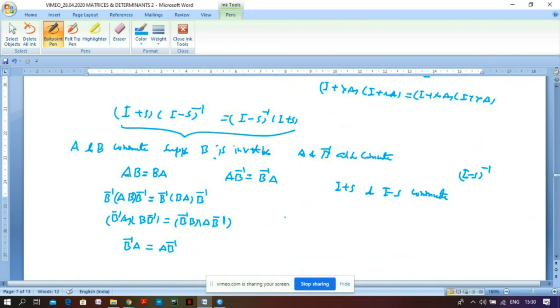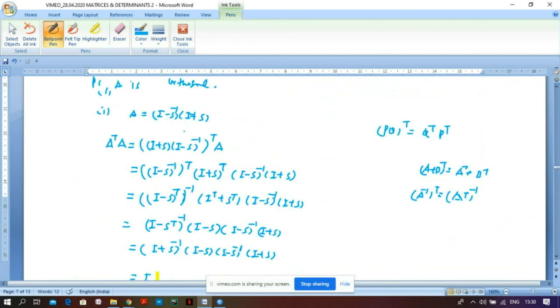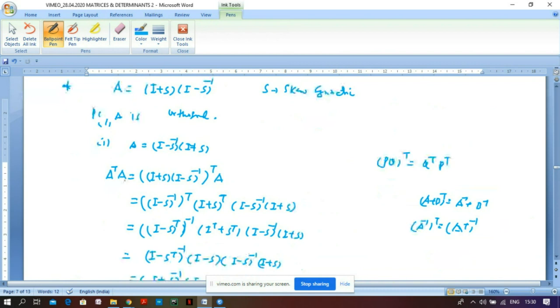So that finishes the solution, and so we have done both parts, that this matrix given by A is orthogonal, and also A equals I minus S inverse times I plus S. So let me now stop sharing this screen.